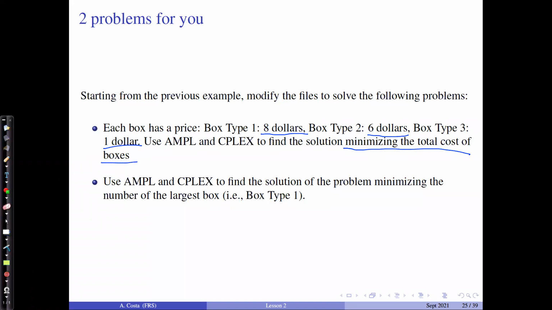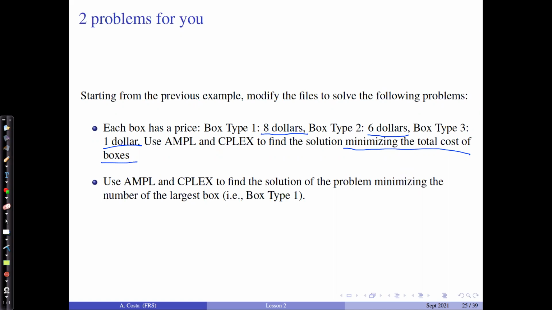So what does it mean in practice? It means that we have new parameters to define, because remember, whenever you see numbers, usually it's parameters. So we will have to define some price parameter. And then the other change will be on the objective function, because now we don't want to minimize the number of boxes, but the total cost of boxes. Okay, so this means that here probably you will have to change both the mod file and the data file.